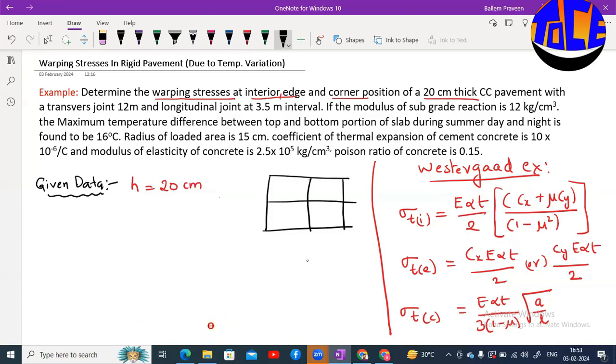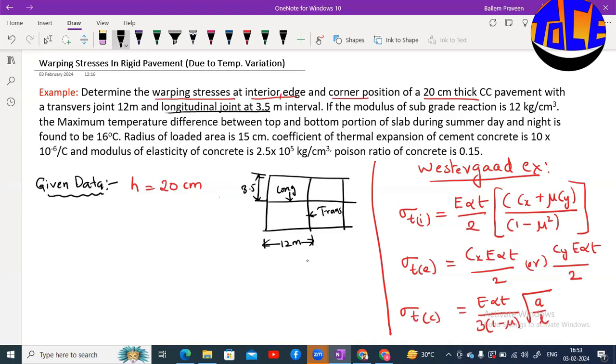Okay, so this is called the longitudinal joints. So these are called longitudinal joints, and these are called lateral or transverse joints. These are called transverse joints. Okay, so the question is saying that the transverse joints are having an interval of 12 meters. That means this interval of these transverse joints is 12 meters. Okay, and the interval of longitudinal joint is 3.5 meters. So this is 3.5 meters.